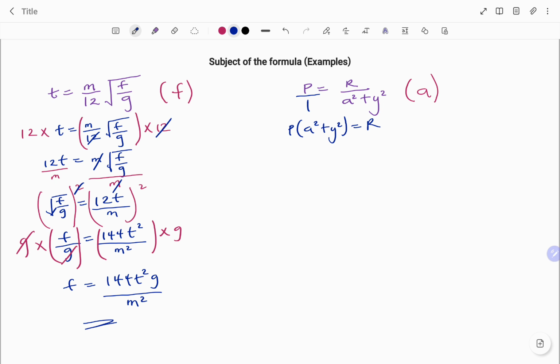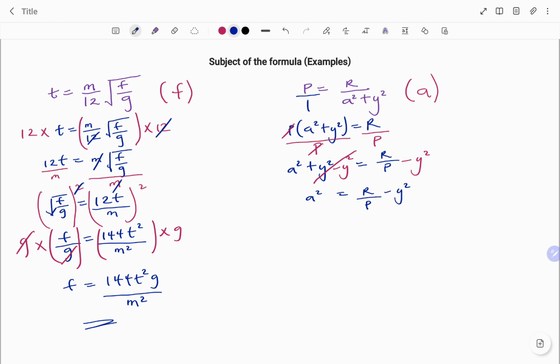Dividing both sides by p, I have this over p, this over p, the p cancels. I have a squared plus y squared left equals r over p. Then I'm going to subtract y squared from both sides. Whatever you do on your left, you do on your right. Y squared minus y squared, that's 0. I have a squared left equals r over p minus y squared.